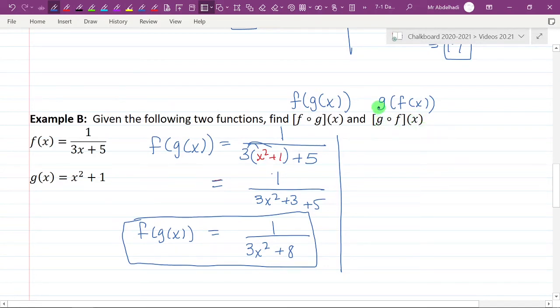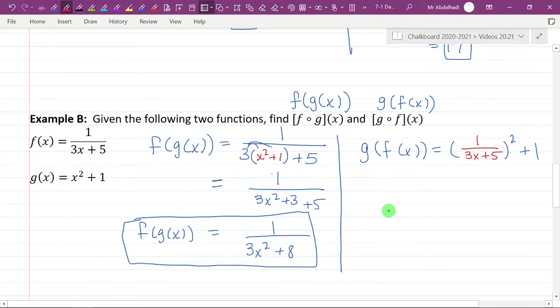So now I have to find g of f of x, okay? g of f of x, or g of f of x. Either way, it's pronounced the same way. So g is the outer function this time, so I'm going to write g first, this one. And this is x squared plus 1, so I'm going to write blank squared plus 1. Okay? And in the blank goes this fraction here, which is f of x.